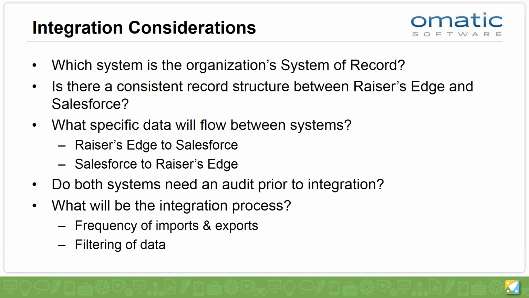And within those records, we also want to talk about what specific data will flow between the systems. Depending on how we're utilizing Salesforce, there could be some data that maybe just needs to come to Salesforce to live within Raiser's Edge. Or it could be that we need data to come in from Salesforce and also go back into Salesforce from Raiser's Edge. So understanding that flow, if there will be a bidirectional flow, there may be only one direction in some scenarios. We need to, of course, understand what's going to work best for the organization.